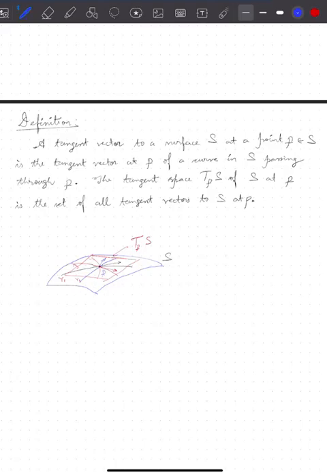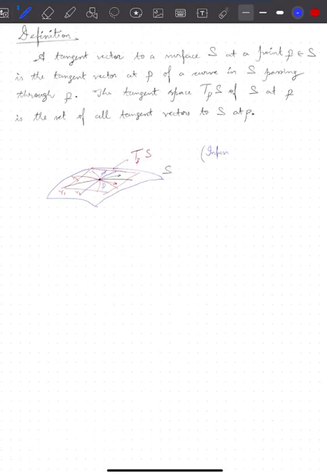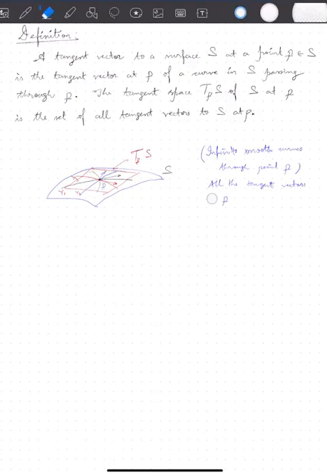Now, for further clarification, let me just note it down: infinite smooth curves through point P, and all the tangent vectors to S at P are contained in the tangent plane T_P S.